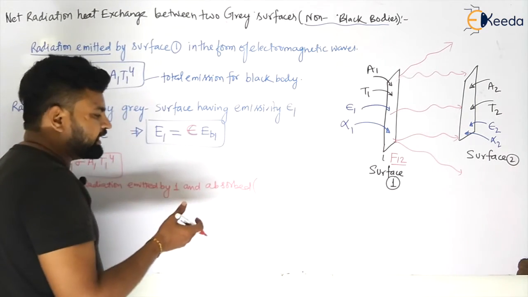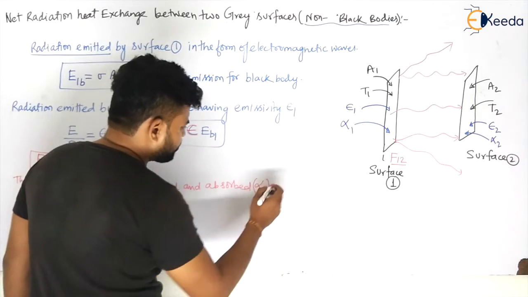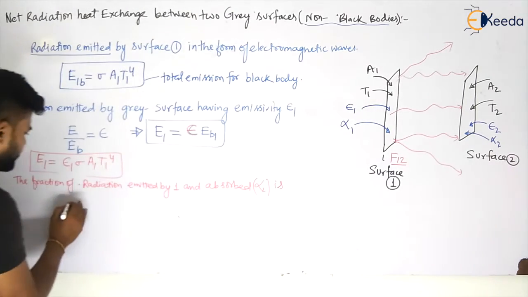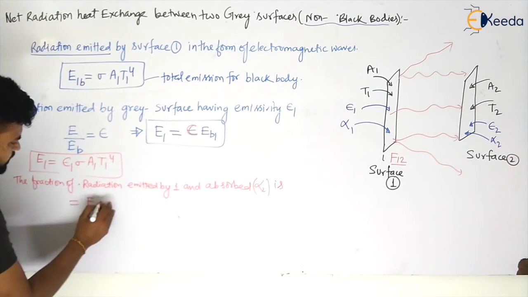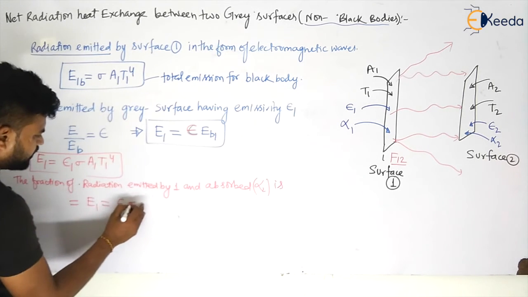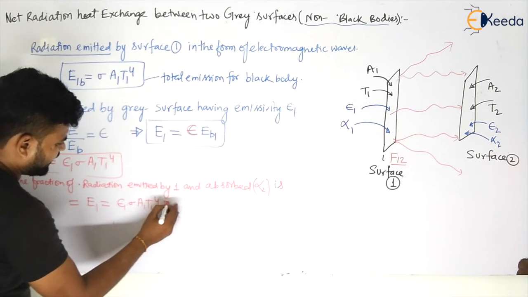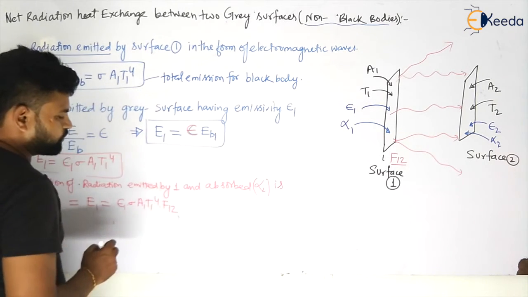And which factor will decide that it is absorbing? That will decide alpha 2. Alpha 2 absorbed by 2 is equal to, that will be nothing but E1, that is epsilon 1 sigma A1 T1 to the power 4 multiplied by F12, my dear students.